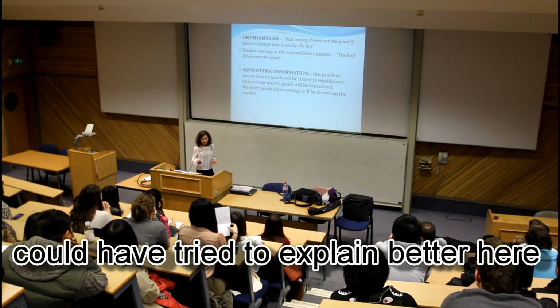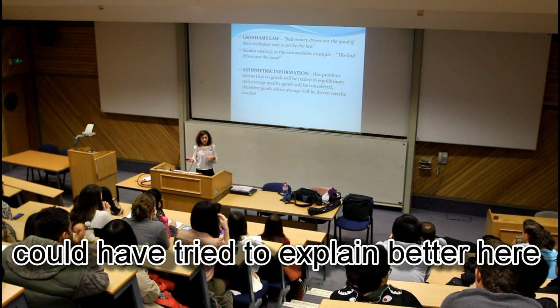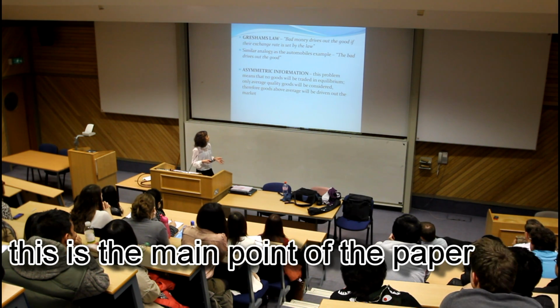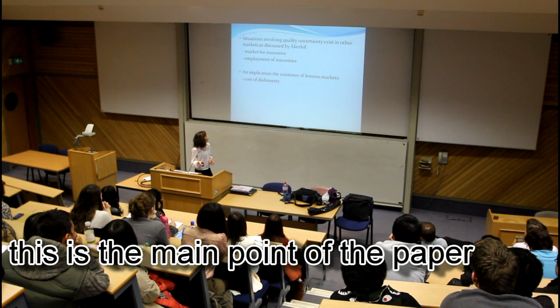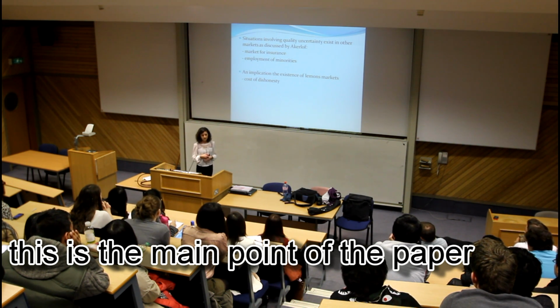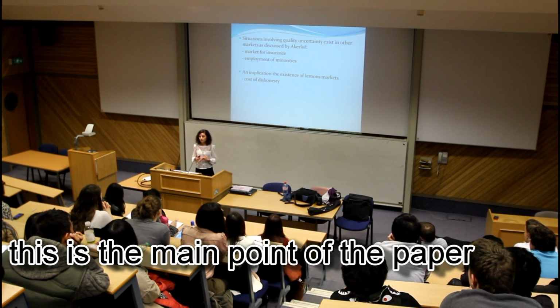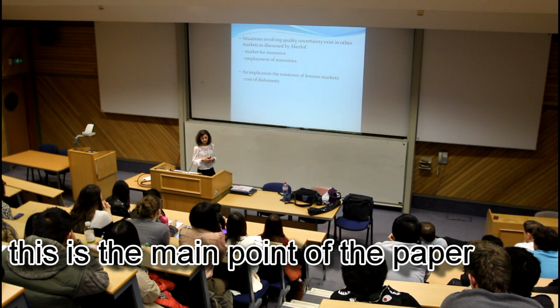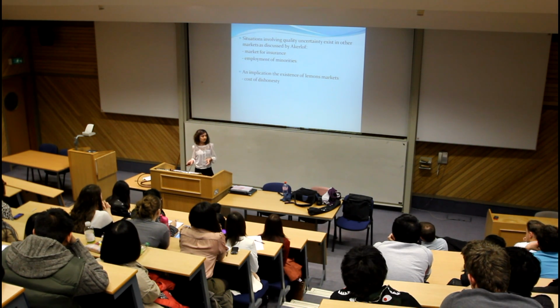So asymmetric information is a big problem because it means that no goods will be traded in the market effectively, because only average quality goods are going to be considered and the bad will drive out the good cars in the market. Other situations which Akerlof describes to describe the lemons problem is in the market for insurance and the employment of minorities. An implication of the lemons market is the cost of dishonesty. I'll go on to explain these concepts in a little while.